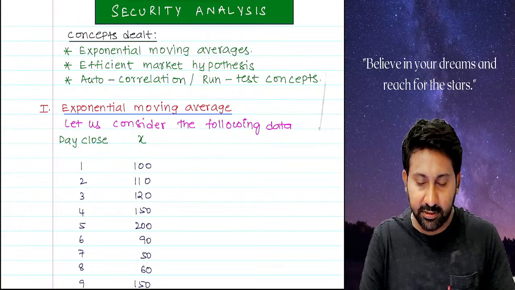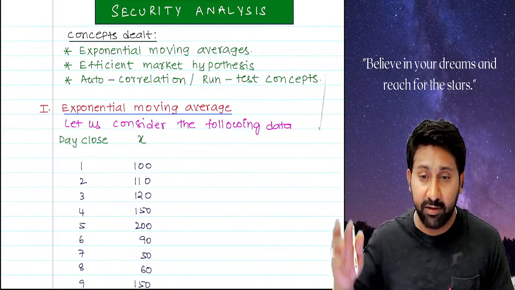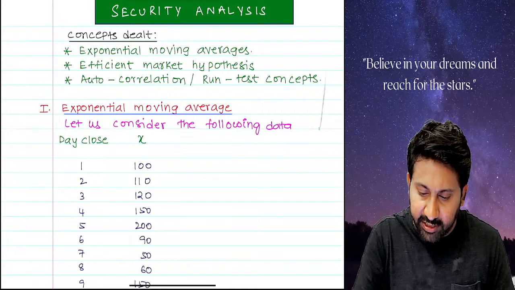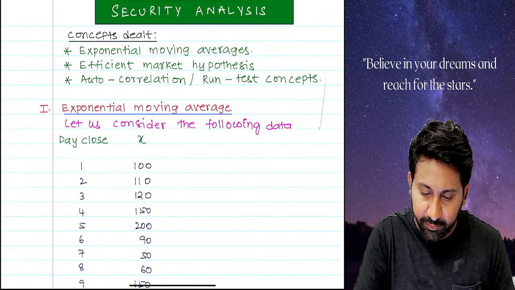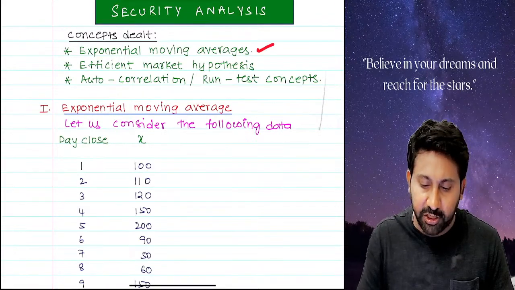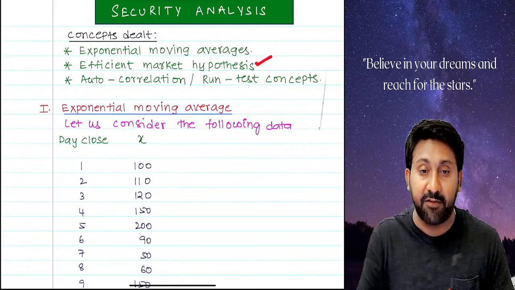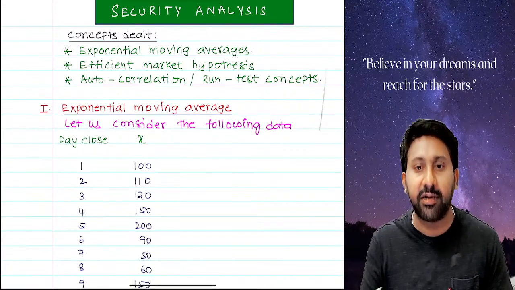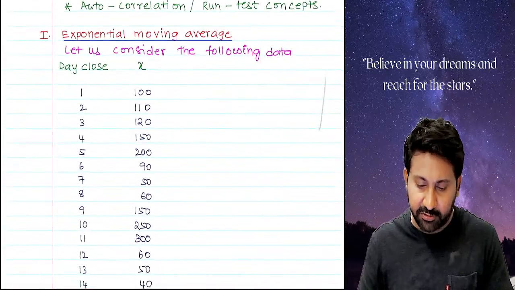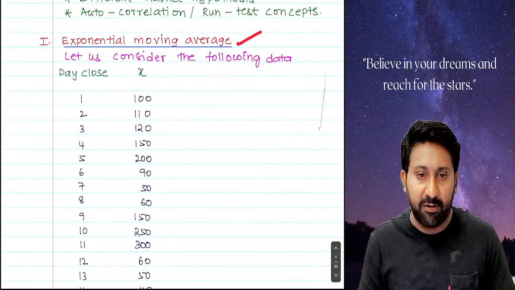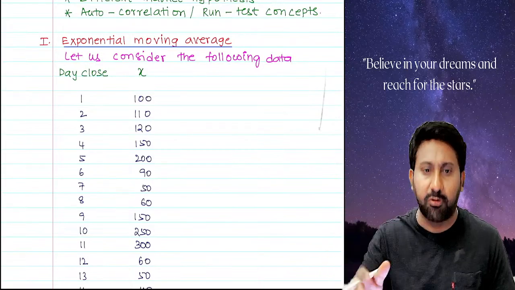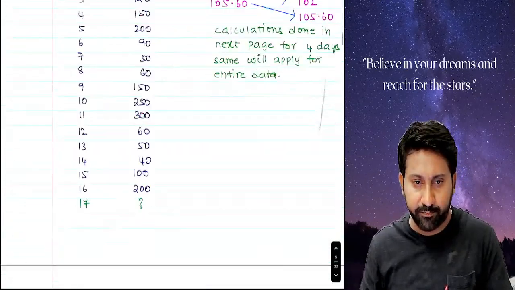Security analysis. In security analysis, we have totally three concepts. You can see on the screen. One is the exponential moving average. Second one is the efficient market hypothesis. Third one is the autocorrelation test or run test concept. First one, exponential moving average. Already one video I kept now. I'm not going to discuss any of those. Absolutely from the exam's point of view, let us move on.